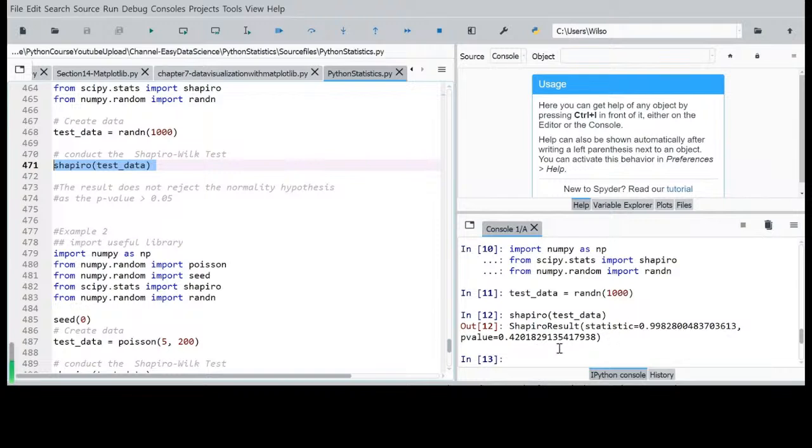You can see from the results, the test statistic is about 0.99 and the p-value is 0.42. Since this p-value is much larger than 0.05, we do not reject the normality hypothesis. So we do not reject the null hypothesis here, which means we have no evidence that we can reject the normality hypothesis of the data.